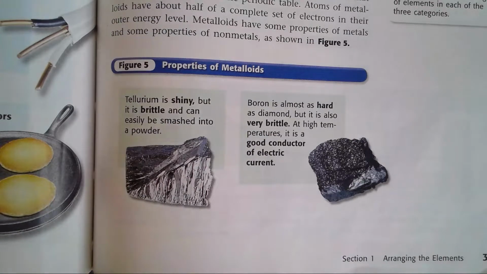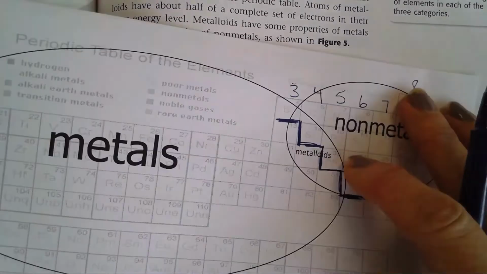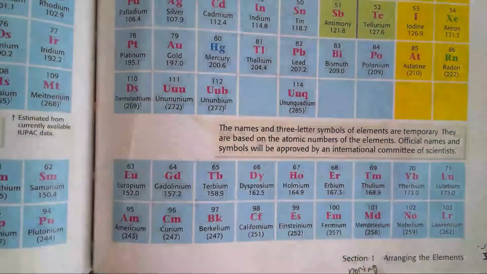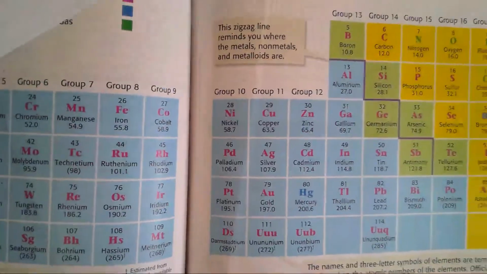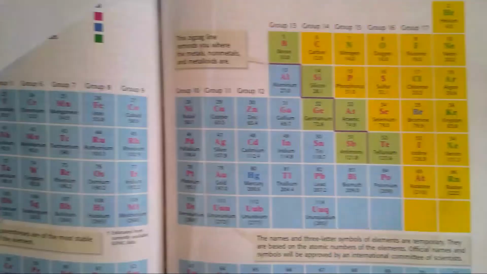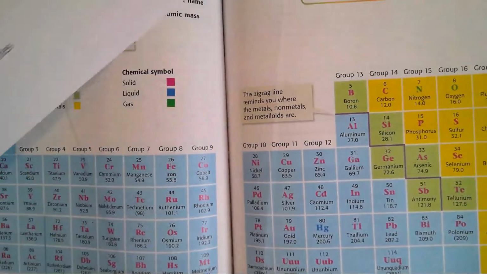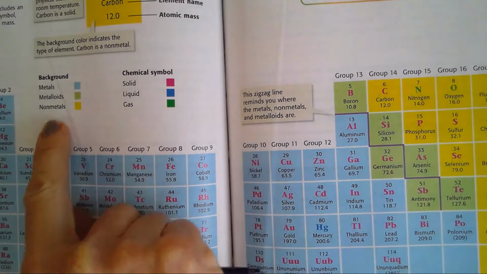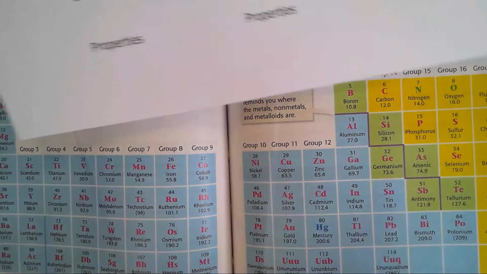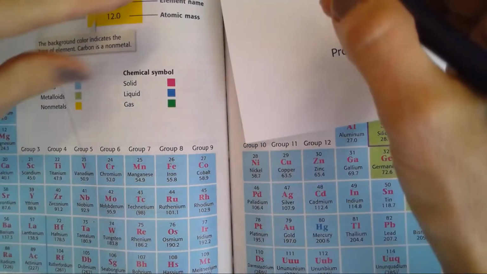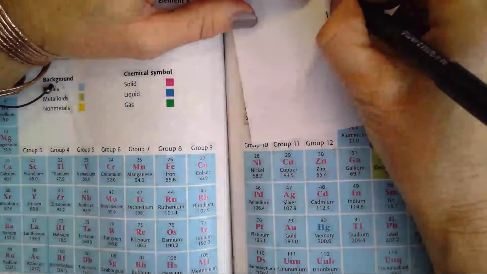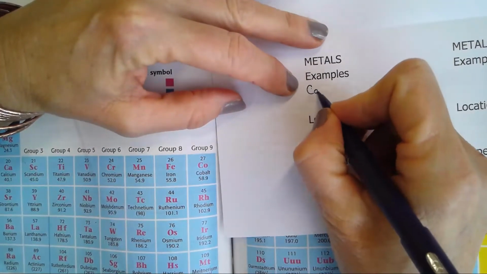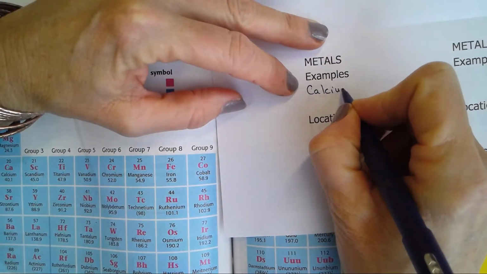So let's go to your notes page. And here it says the examples. So we're just going to pick a couple examples from our periodic table that would be in the metals. If I look at the key, the metals are all of the ones with the blue background. So I'm just going to pick a couple of them and write them. I'm going to pick calcium, which is blue. So calcium is going to be one of my examples, and I'm going to write it all out. Calcium is a metal.